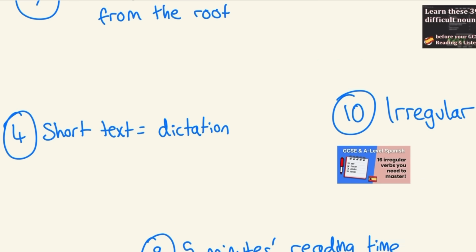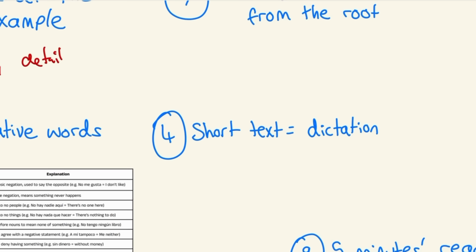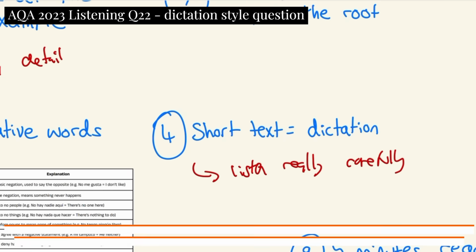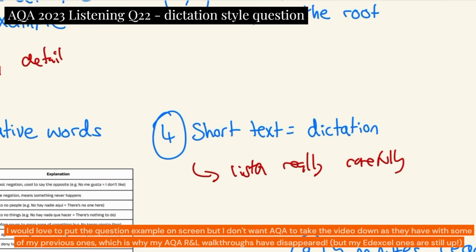Okay, moving on to another type of question, which are almost dictation questions, where you don't need to spot the correct answer, but rather write down what they say. This is testing a slightly different skill, and will usually include hard vocabulary that you need to know. If you want to see what I mean, have a look at the 2023 question 22 from AQA.